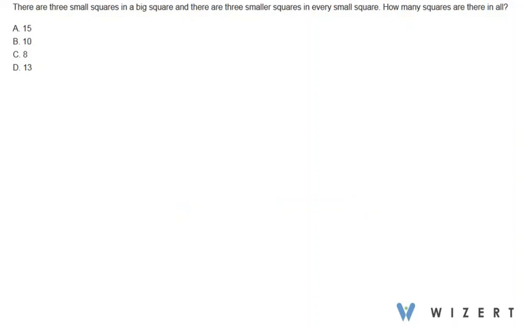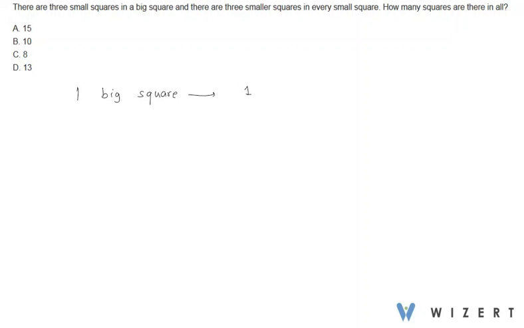We have this question here. There are three small squares in a big square and there are three smaller squares in every small square. How many total squares are there in all? So let's see. There is one big square. So that means the number right now is 1.